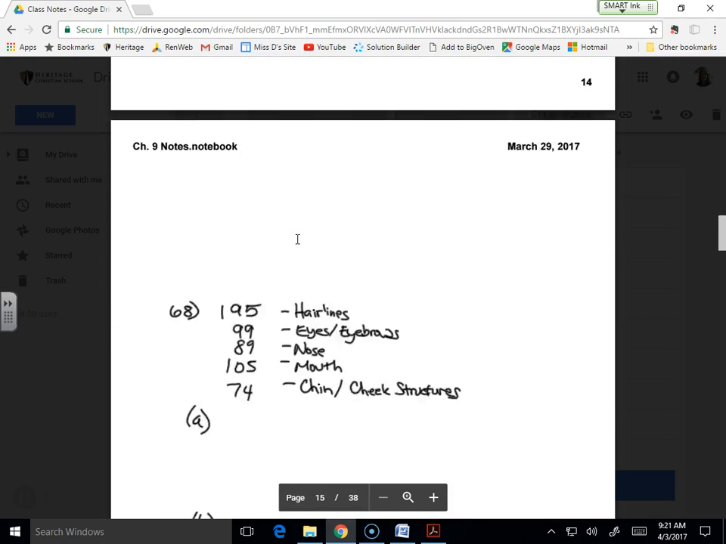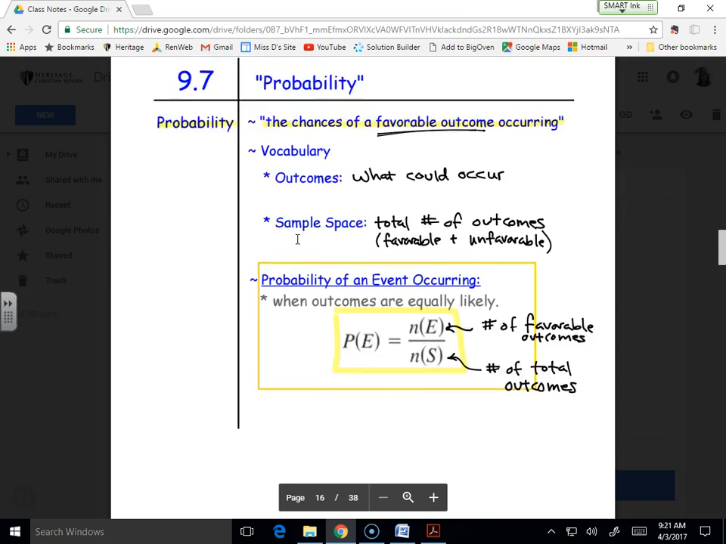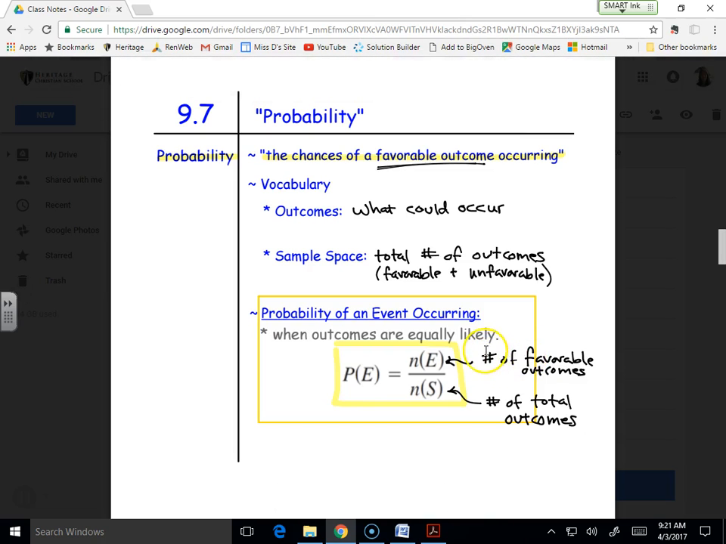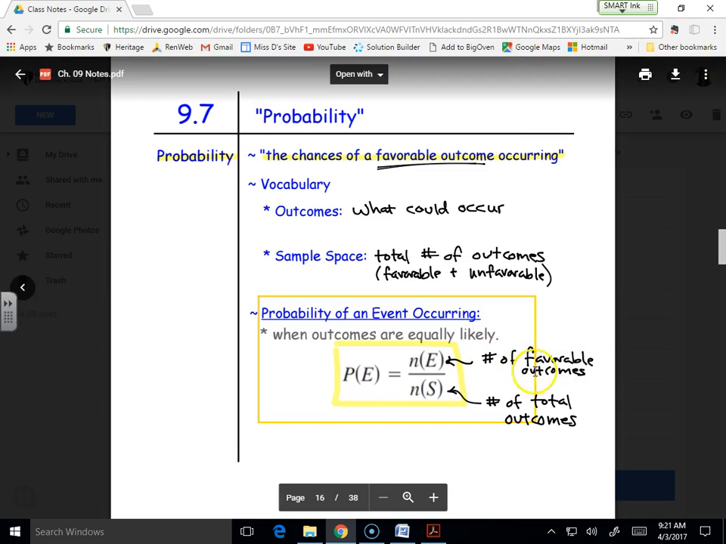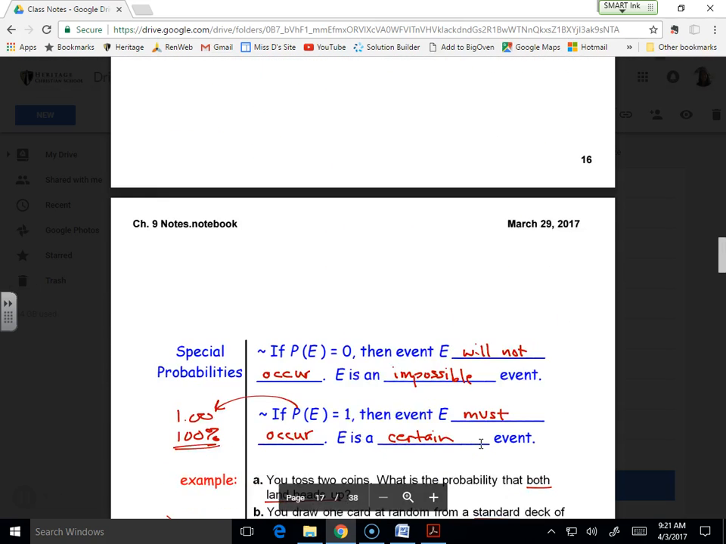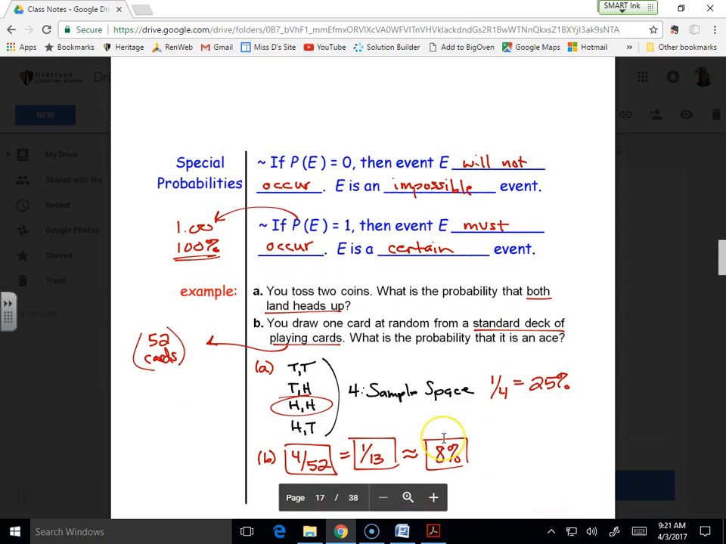Then we just saw in section 9.7, I wouldn't necessarily, once again, memorize the probability formula, but understand we need to figure out the number of ways the condition can be met over the sample space, over the total number of ways it can occur. Probability is a fraction, it's a small number.